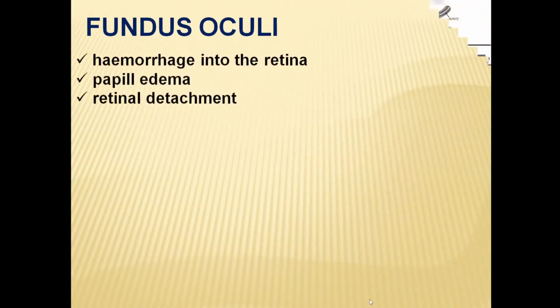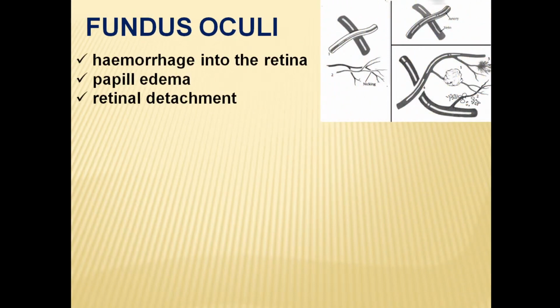Fundus oculi: problems with vessels complicated with hemorrhage into the retina due to rupture of a vein. Some spots of dystrophy due to significant constriction of arteries. As a result, we can reveal problems with the papilla such as edema, or retinal detachment, which is a grave complication of arterial hypertension because the patient progressively loses vision and sometimes can lose it completely.